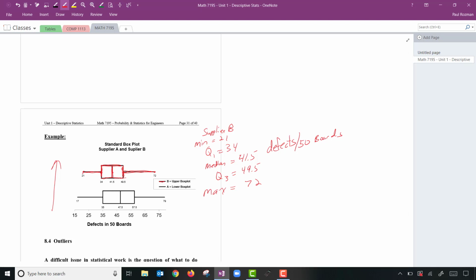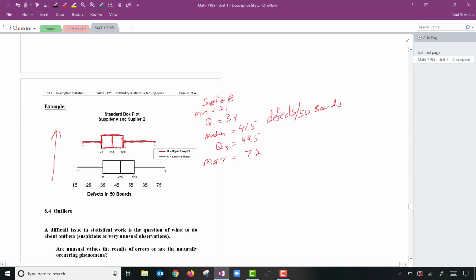So yeah, looking at this plot, we can quickly see that the box for supplier B is much narrower than the box for supplier A, indicating that supplier B has a more reliable product. We'll also see that the box for supplier B is shifted towards the lower values, which in this case is desirable as the values are number of defects. So low scores are better than high scores. So simply by looking at this plot, we can see that supplier B is better than supplier A.